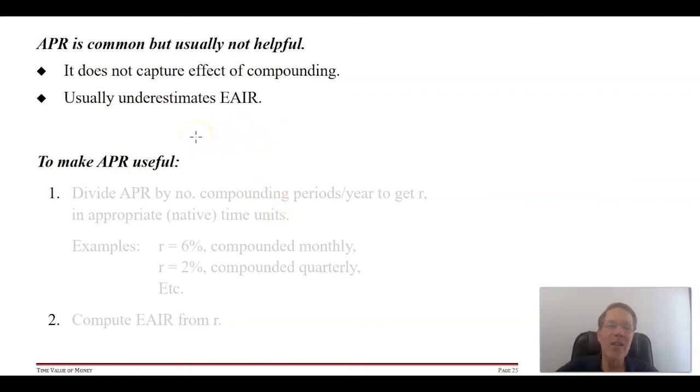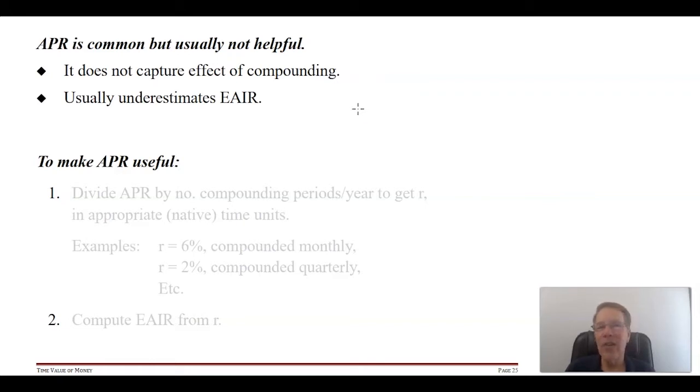So why is APR, nominal APR, even around? It's a long story involving the finance industry lobby. Because it usually underestimates EAIR, they can advertise loans with the nominal APR, and it looks to you like you're actually paying less compound interest than you actually are.